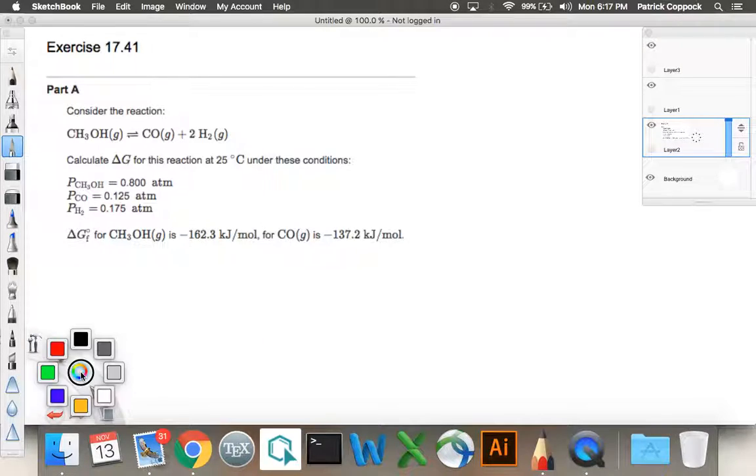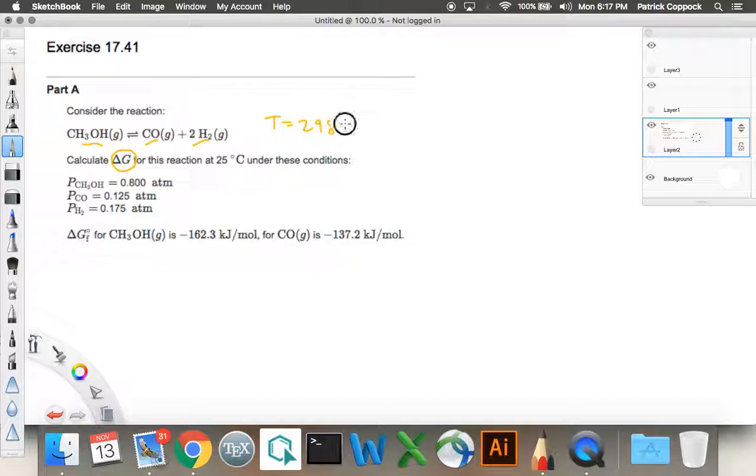Okay, so again, a question we did from class today, or we're going to do in class, didn't have time. That's exercise 17.41. Let's just start from the beginning. Consider the reaction methanol goes in equilibrium with carbon monoxide and hydrogen gas. We're asked to calculate delta G for this reaction at T equal to 298 kelvins.